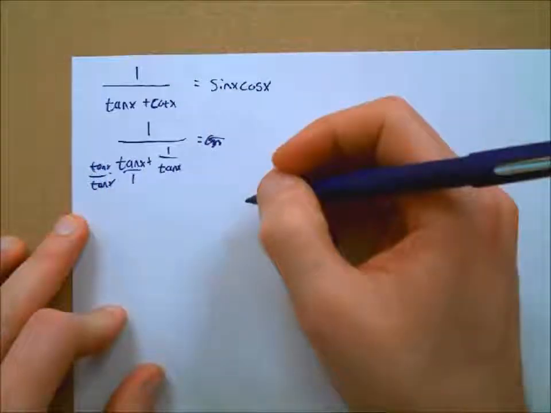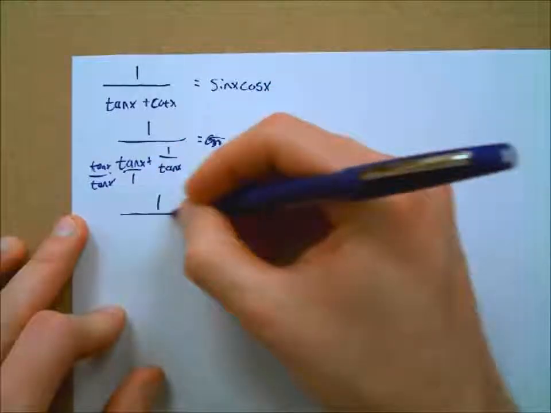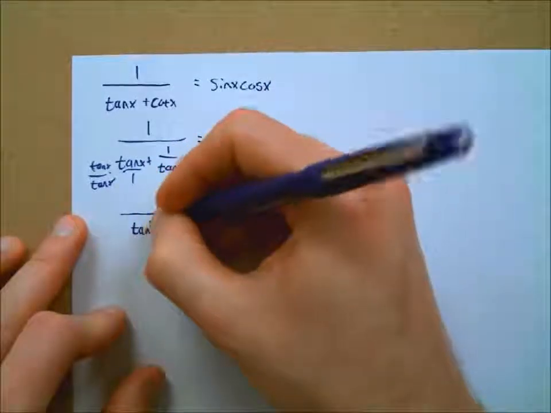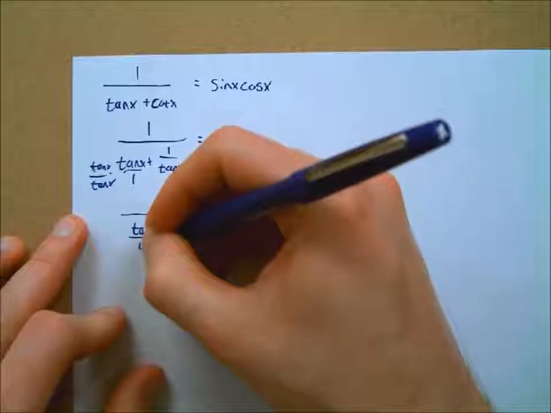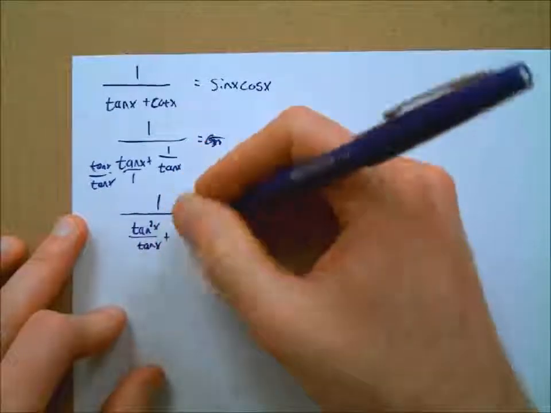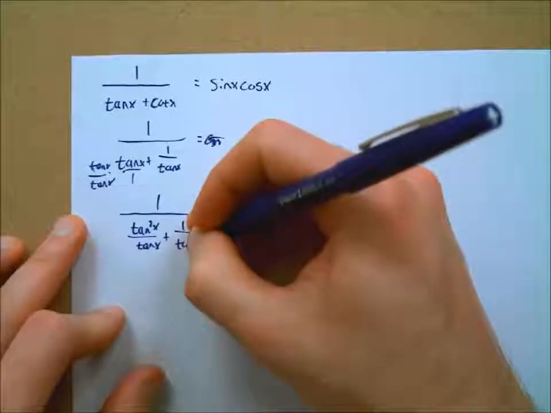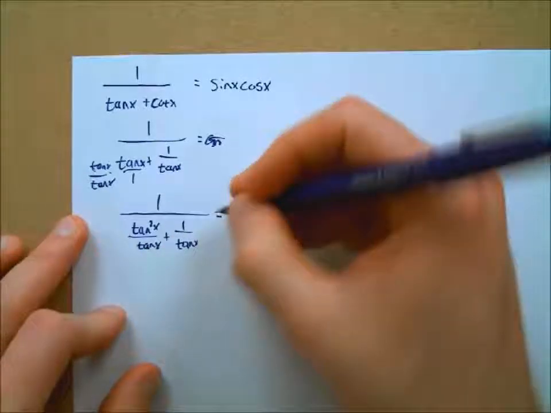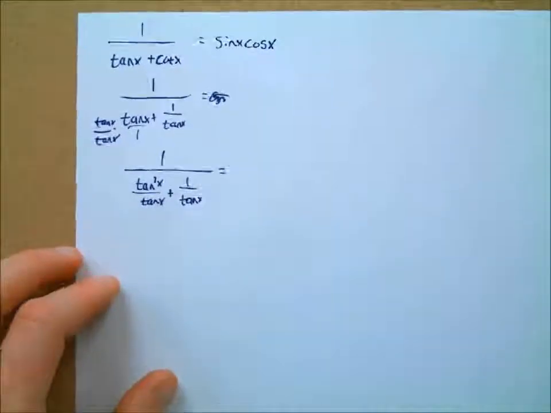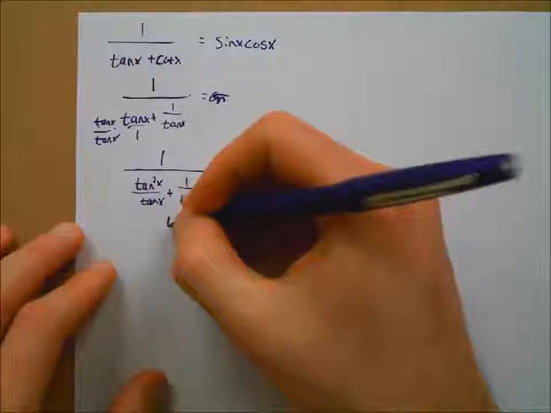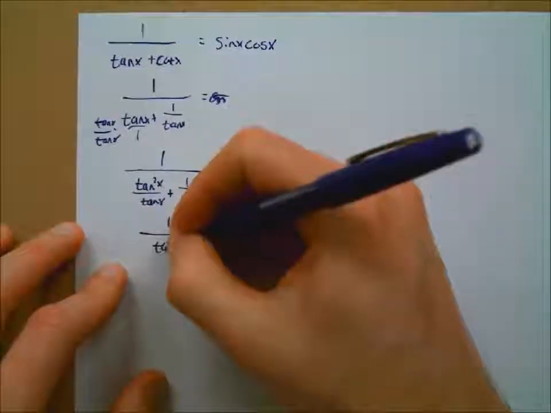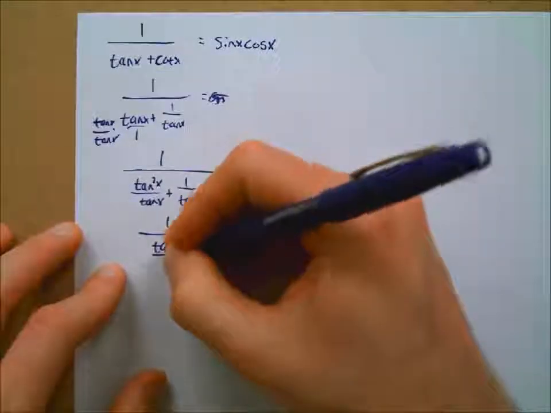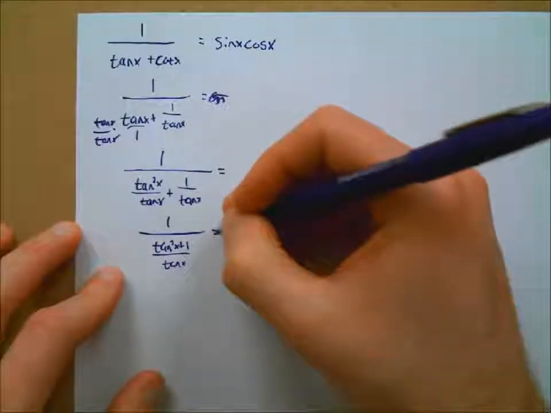Okay, so we get then 1 over tangent squared x over the tangent x plus 1 over the tangent x, like so. Okay. And since they have common denominators, we can just make it then 1 over tangent squared x plus 1 over the tangent of x. Right? Just like that.